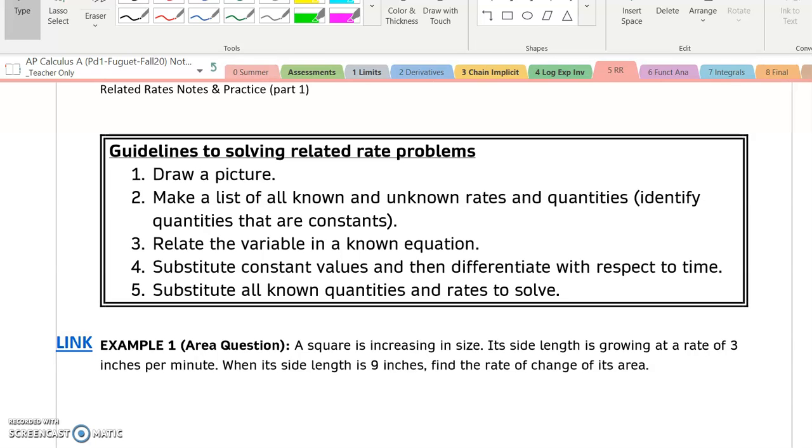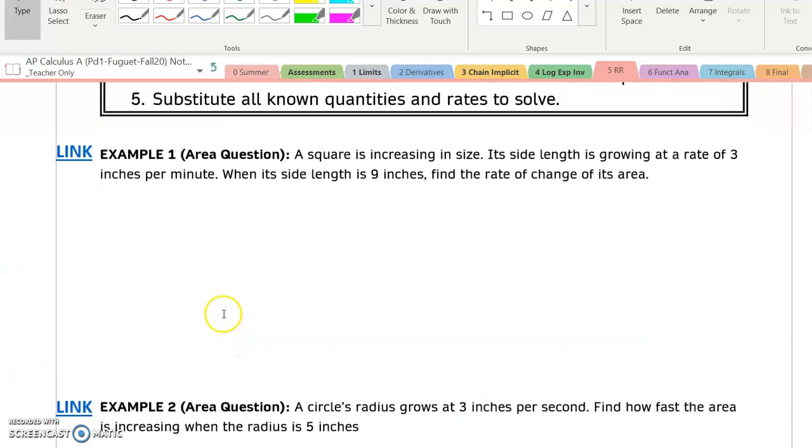Then we'll take the derivative with respect to time, and we've already talked a little about that with some of the formulas that you guys have done previously. We'll substitute things in and we're done. We're solved. So if we start with the very first question here, we talk about a square is increasing in size.